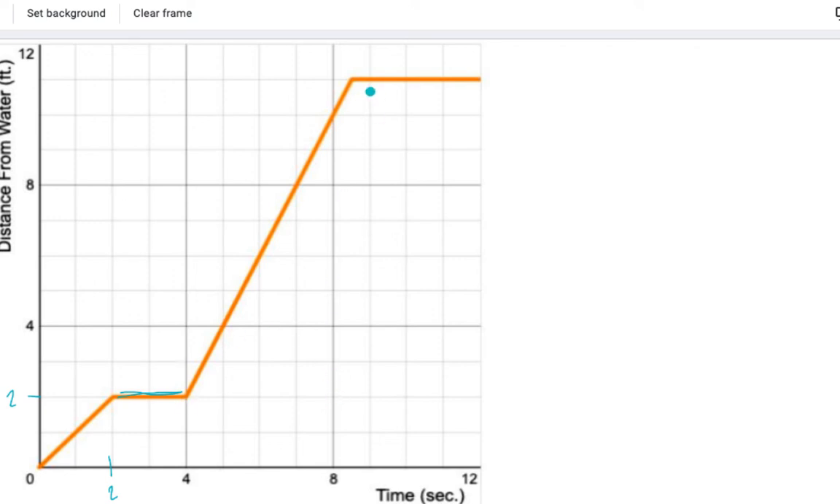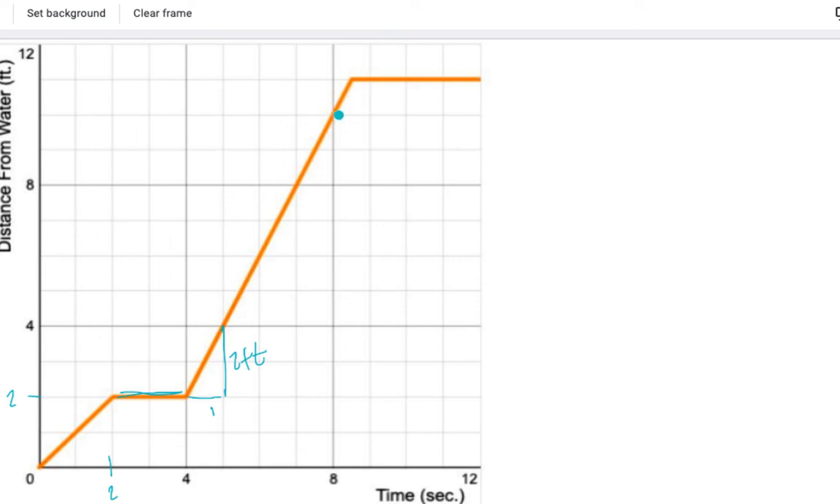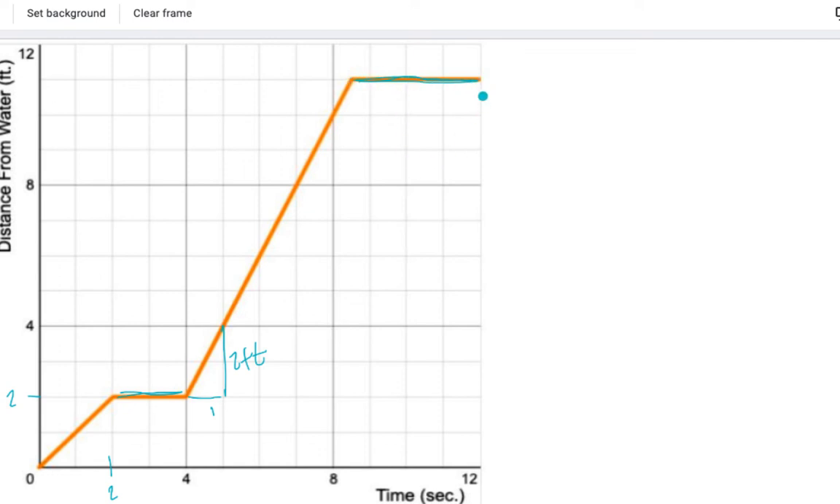From time 4 to, say, 8.5, this line is steeper than this line. Every 1 second, it's increasing by 2 feet. So say you see the shark getting closer to the water, you start running faster. So from time 4 to time 8.5, you are moving faster than you were from time 0 to 2. And then up here at the top, from say time 8.5 all the way to time 12, you're not moving again. You have stopped. The line is horizontal, it has a slope of 0, so your speed is 0.